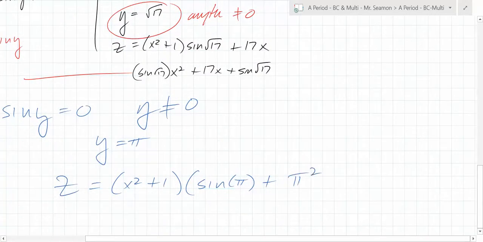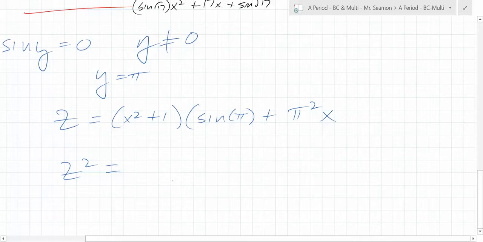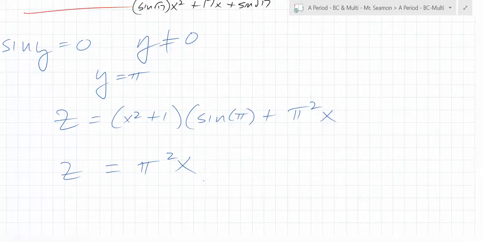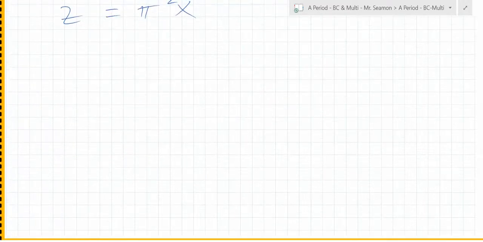Pi squared x, right? So if you do that out, you end up with z squared is equal to what? Well, z is equal to pi squared x. Z equals x. What is that? It's a line. Yeah, that's right. Exactly. Very good. The set of all points that are equidistant from the x-axis and z, right?